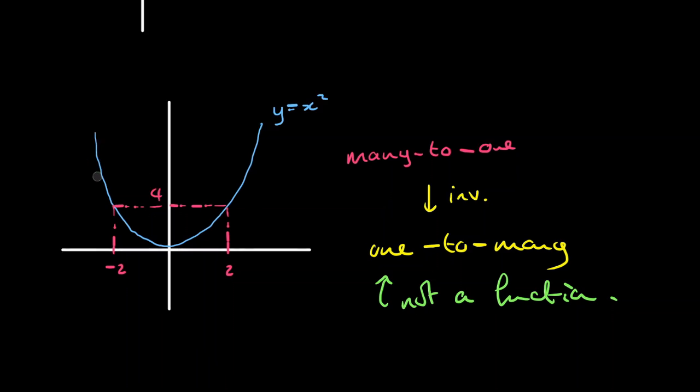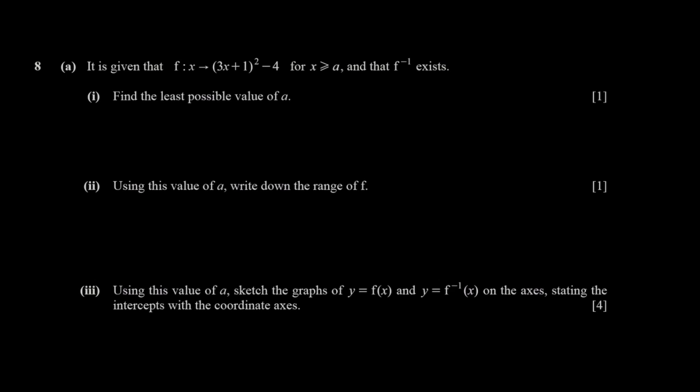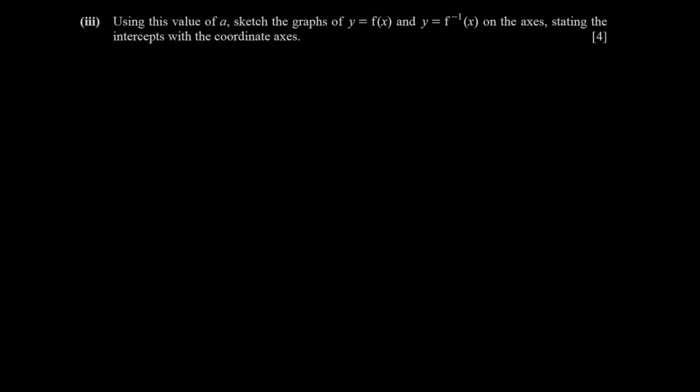All right, so now let's go to our question. Let's have a look at this one here, 8a. It is given that f of x is equal to (3x plus 1) squared minus 4 for x greater than or equal to a, and that f inverse exists. We want to find the least possible value of a. Basically, what I would suggest is you just try to draw the graph. I think that's a helpful thing, and you're going to have to do it in the end anyway, because that's the last part of this question.